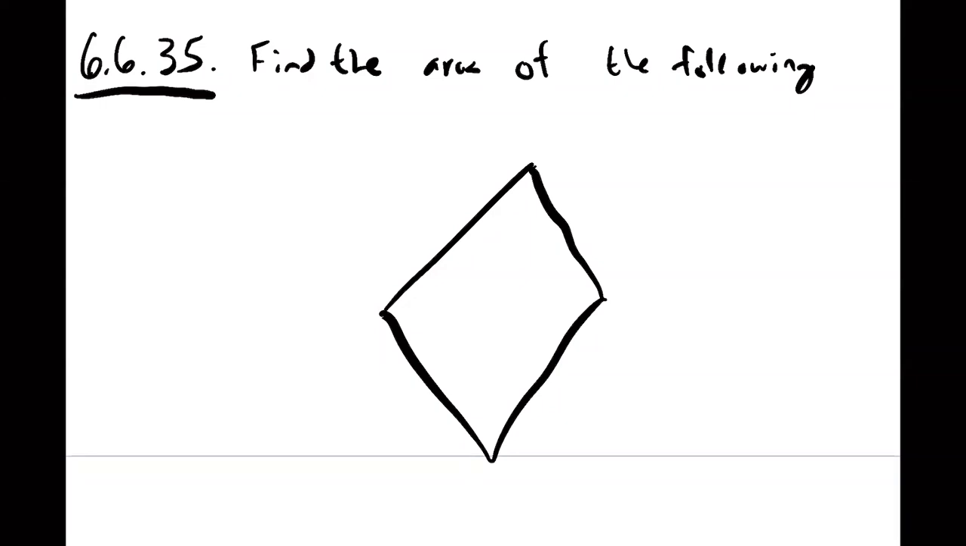Let's call this side length 6. This will be 7. This has side length 8, and this one has 9 here. The only other thing is we know that this angle here is 100 degrees. So we want to find the area of this figure here.